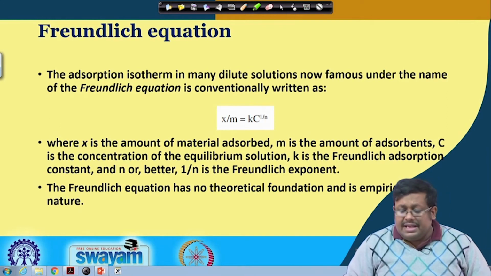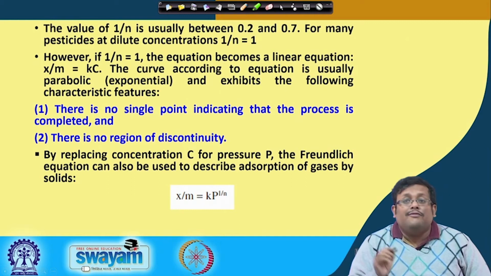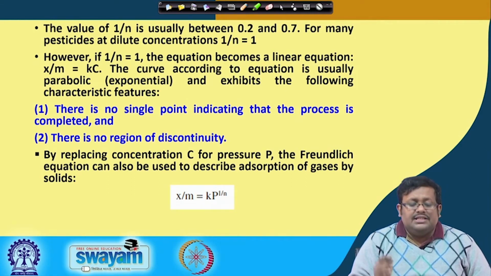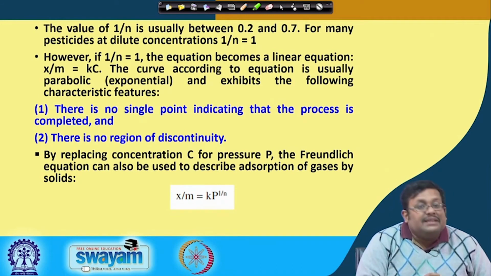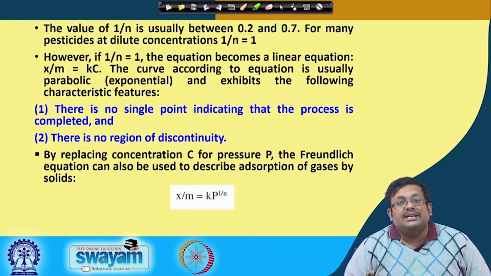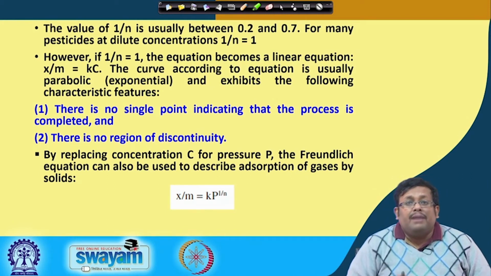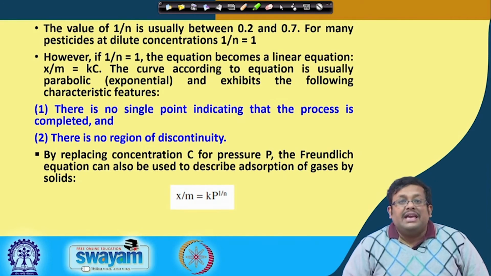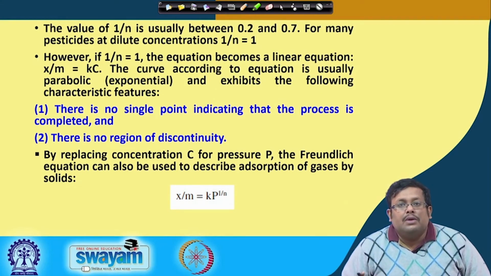Let us move ahead and see what are the physical interpretations. Now, remember that the value of 1/n, in other words the Freundlich exponent, is usually between 0.2 to 0.7, and for a pesticide at dilute concentration, 1/n equals 1. However, if 1/n equals 1, the equation becomes a linear equation, because x/m equals Kc. We had the power 1/n equal to 1.